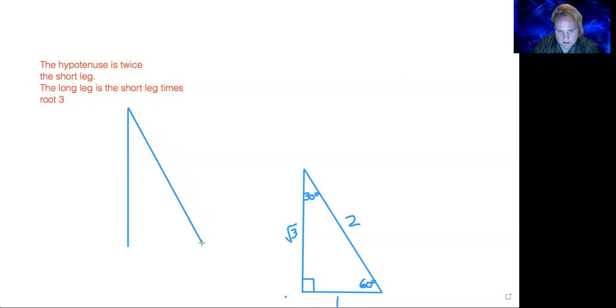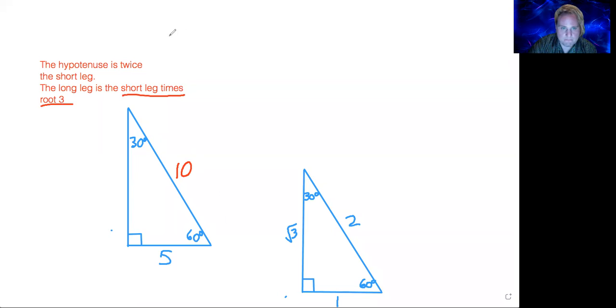Many of the examples you're going to get are going to work forward from this. So we're going to start off with the least tricky ones. Again, least tricky doesn't mean not difficult. It just means that everything is sorted in its place. So we have 30, 60 here. And let's throw a 5 in here. So if this is 5, based upon the diagram or the rule, the hypotenuse should be twice that amount. That's 10. And the longer leg would be the short leg times root 3. It'd be 5 root 3.